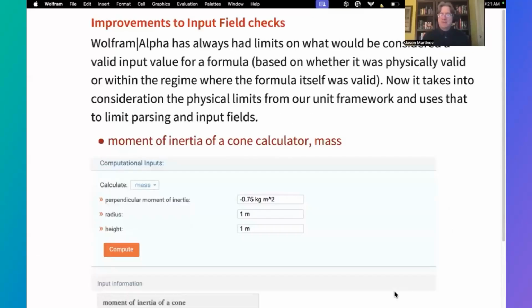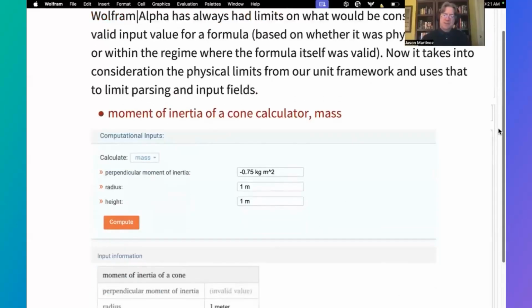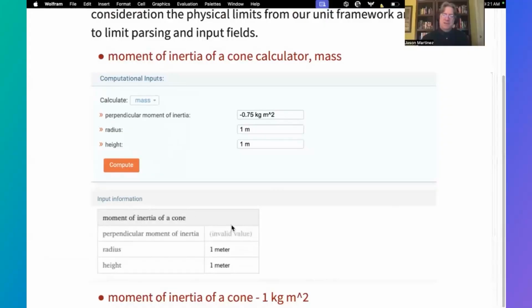Now we've also applied this to input fields. So if you've put in something that's non-physical in that case, like a negative moment of inertia, then it will tell you that's an invalid value. And this is something that we've always had, but now it's just being applied more generally. And this will also impact some parsing.